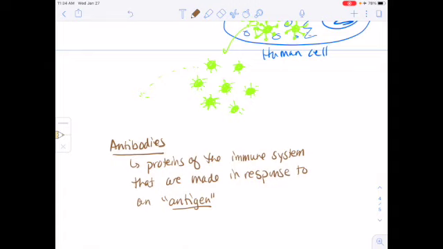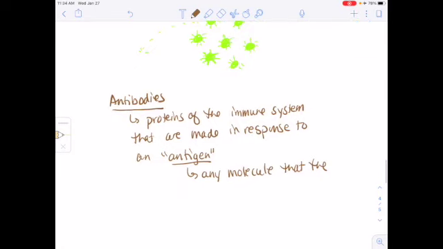Now, what is an antigen? If you look up in the glossary of an immunology book, it'll say an antibody is an immunoprotein that is made in response to an antigen. And if you look up antigen, it'll say it is a molecule that cross-reacts with an antibody. Like, all right, this is not helpful. An antigen is any molecule that the immune system recognizes as not self.